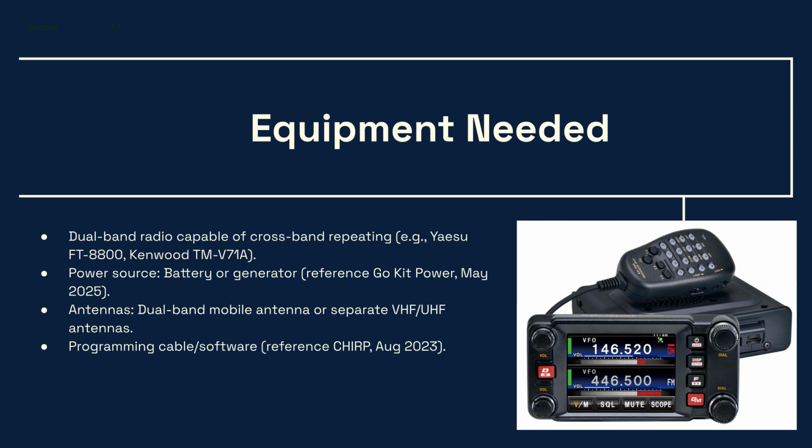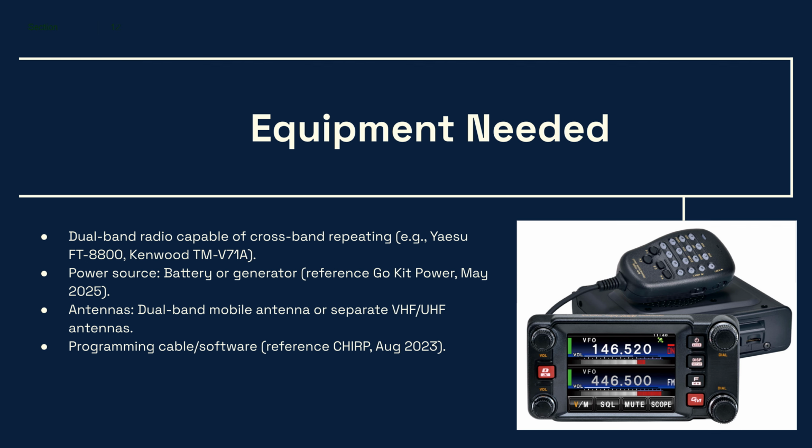Next slide, please. Equipment needed. You need a dual band radio capable of crossband repeating. You need a power source, battery, or generator. You can reference the GoKit Power from May 2025 training. Antenna: dual band mobile antenna, or separate VHF and UHF antennas. Programming cable and software. You can reference the CHIRP training August 2023 to help program your radio. And perhaps you already have equipment that's capable of crossband capability. Maybe you should check your equipment and see if it has that capability.